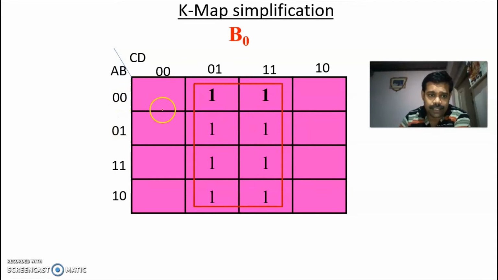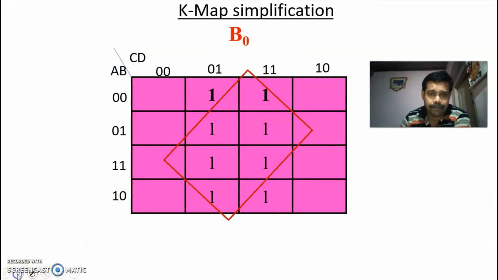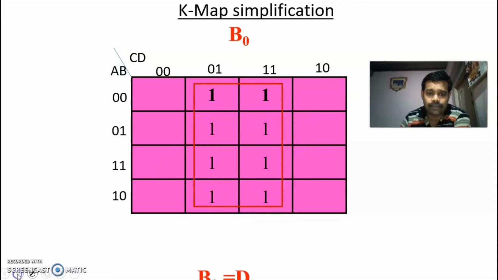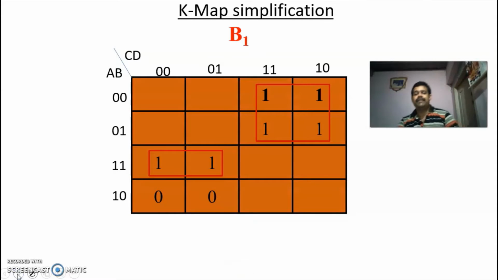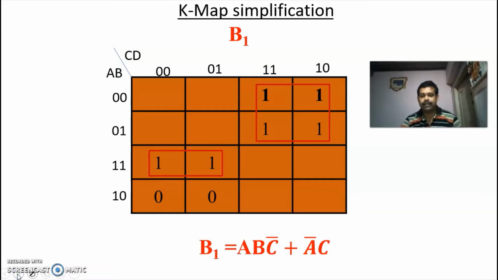For this grouping, we have considered these 4 rows and these 2 columns. In these 4 rows, the values of A and B are changing. Only the value of D is not changing here. So the expression is B0 is equal to D. Similarly, we check the column of B1, plot the corresponding ones and group. The expression is B1 is equal to A B C bar. The expression for this one is A B C bar. Expression for this one is A bar C.